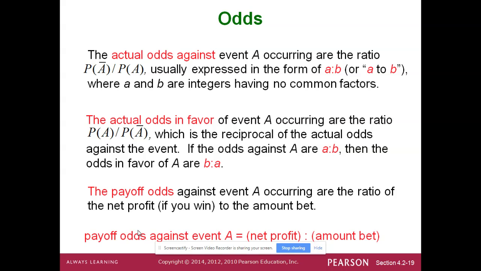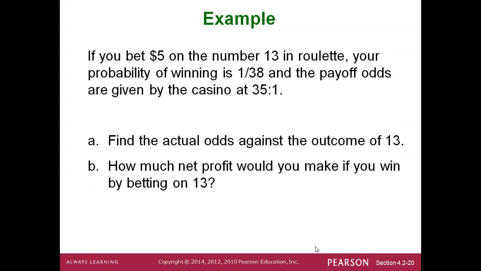So payoff odds, a little bit different. It's the net profit over the amount you bet. This is when you watch the Kentucky Derby and the payoff odds are like 35 to 1 or something like that. That means for every $1 you bet, your profit would be $35. So if you bet $100 on that, you win $3,500 if that horse won. You bet on the wrong horse, you lose it all.